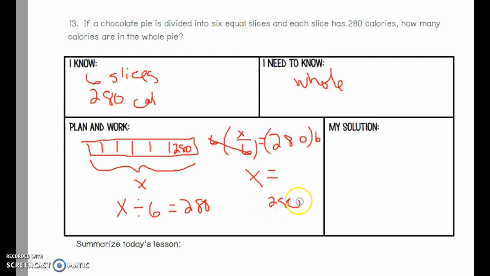280 times 6 is, carry the 4, this is 1,680 calories.